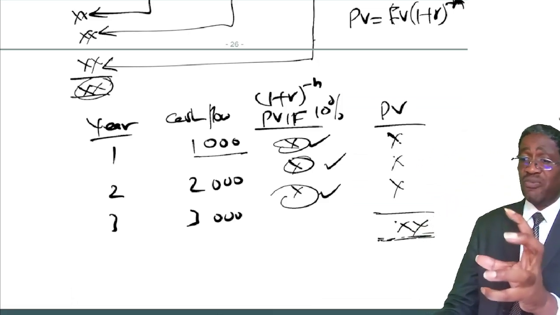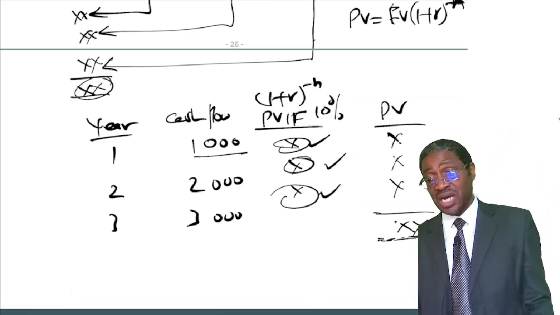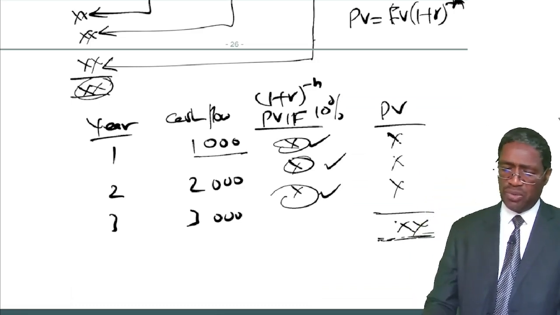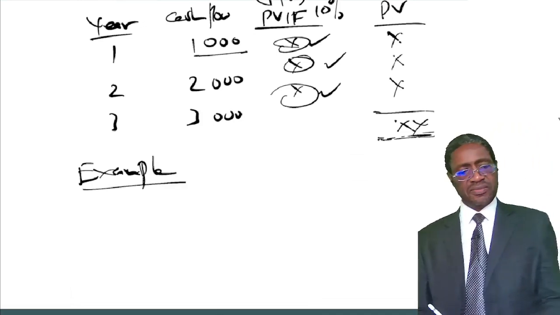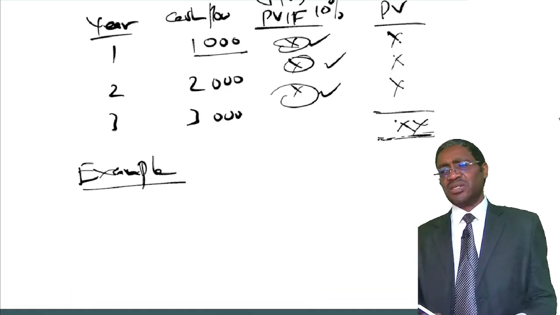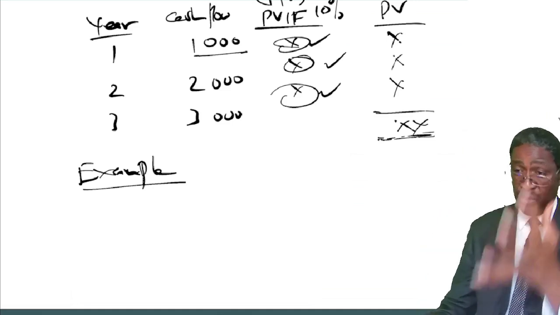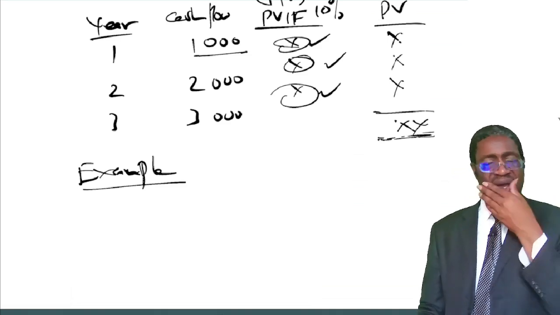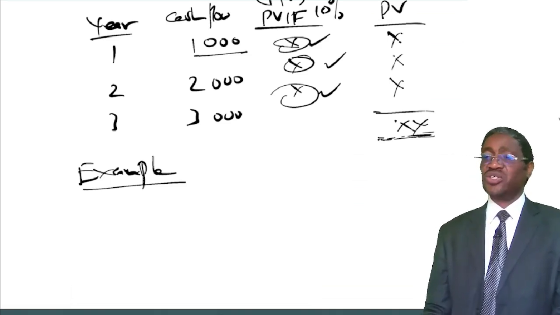If you have more than one future cash flow, you can get the present values by tabulating that in form of a table. Good. So let's put down another example. Determine the present value of the following future cash flows at an interest rate of 10%.